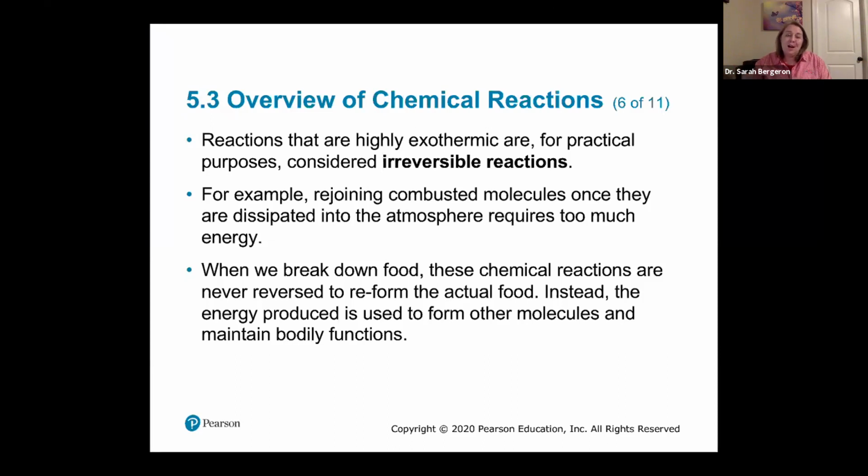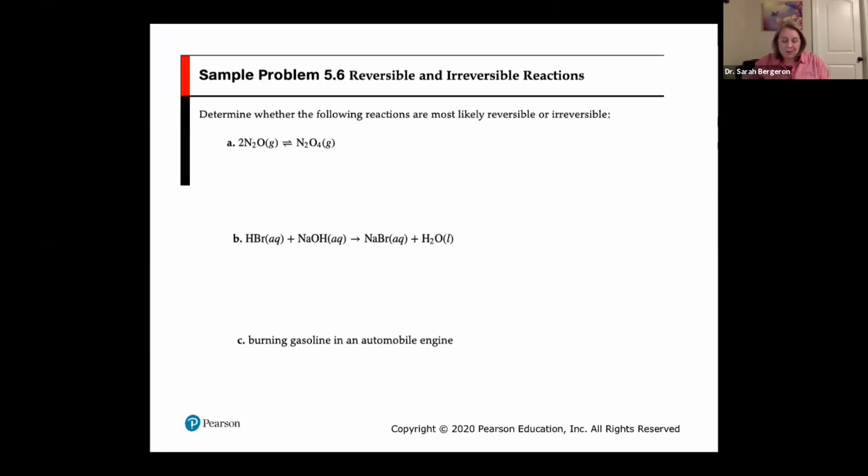The same is true about combustion inside of our bodies. Once we break down the food that we eat, we are never going to reform that food. That wouldn't work for us very well. But when we break down the food, it releases energy. That energy can be used to form other molecules. Your cells are growing, you need to make more cells, and we need energy to do that. That's where the energy goes. Some of that will also go to heat, because we want to maintain our body temperature and bodily functions. So sometimes we use the energy for work, and sometimes that energy goes to heat.